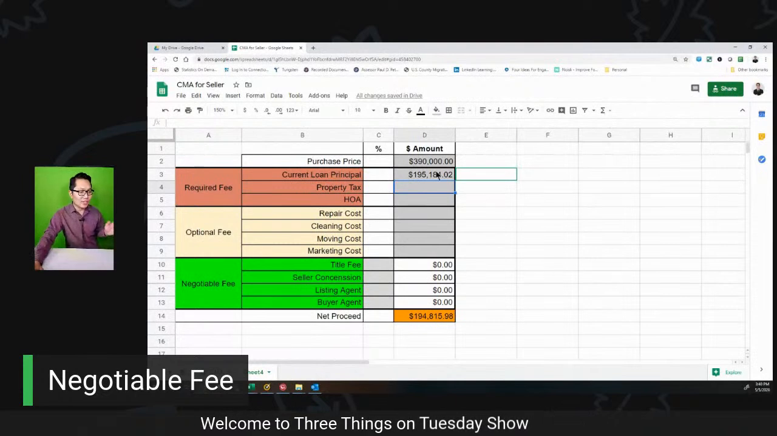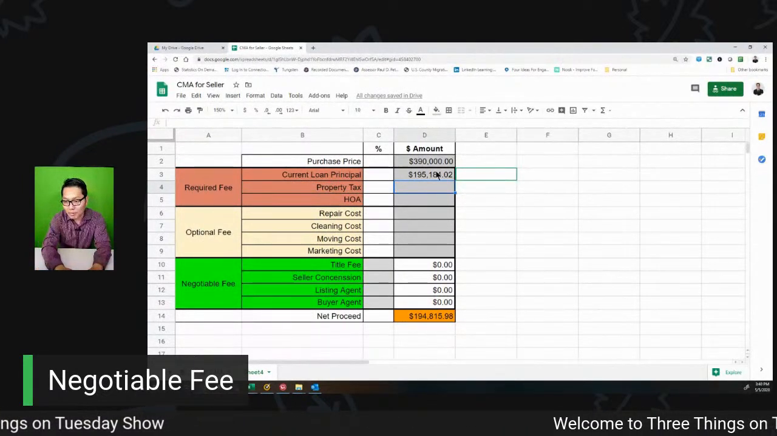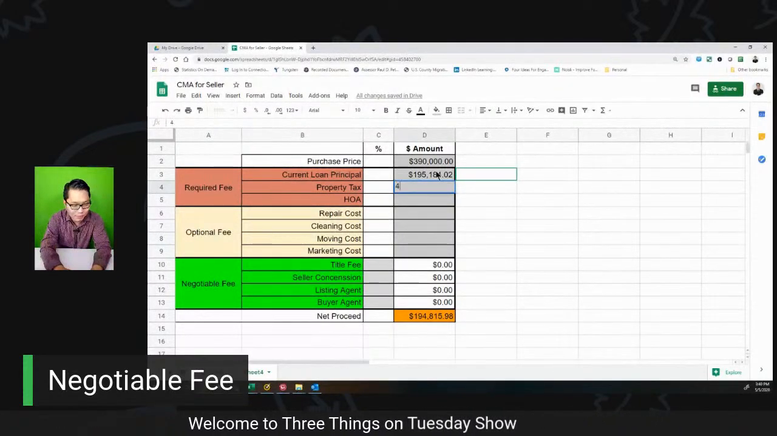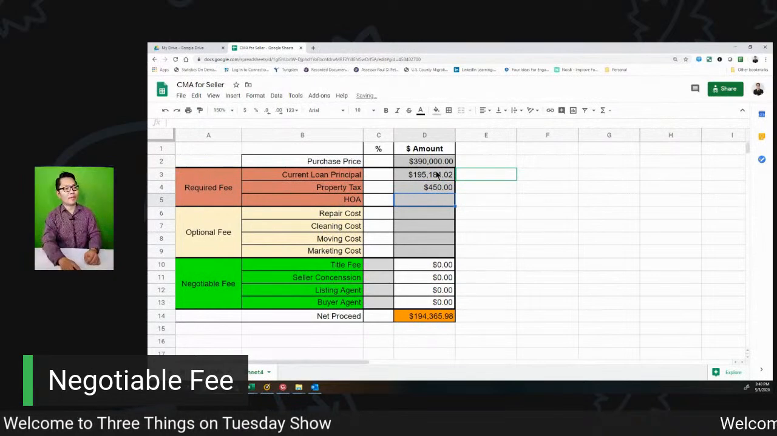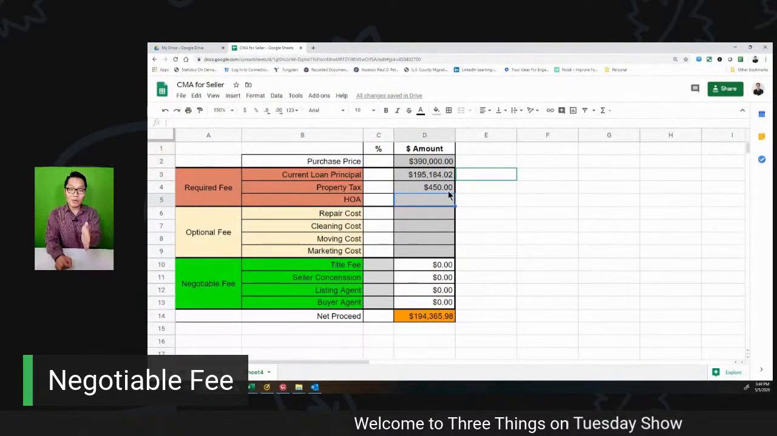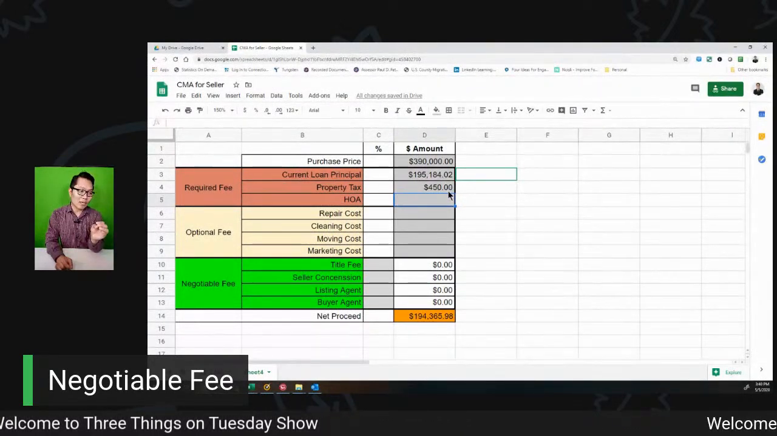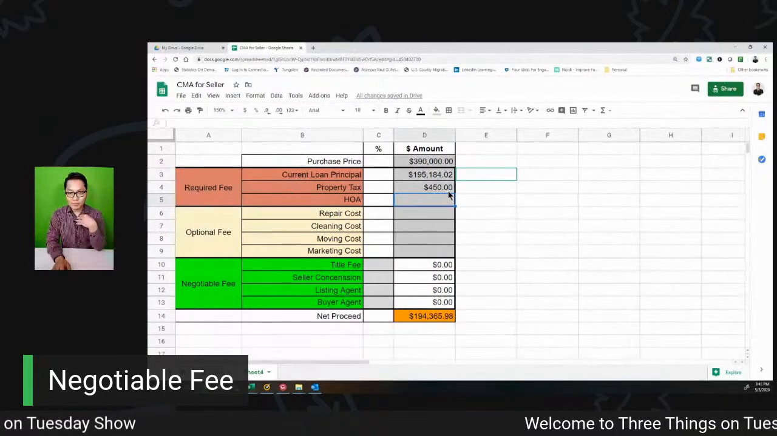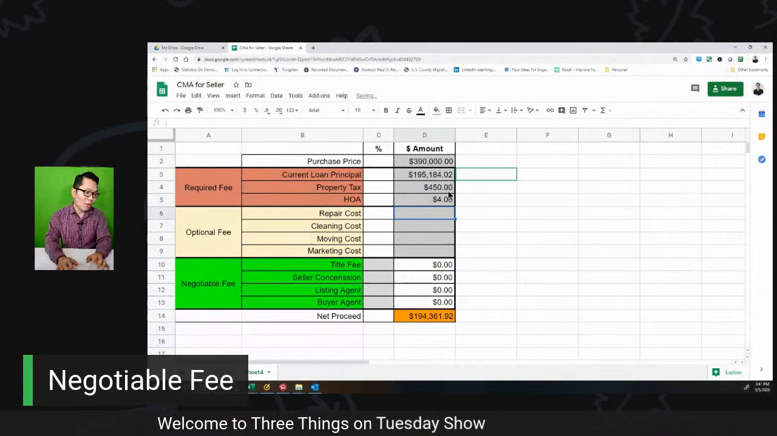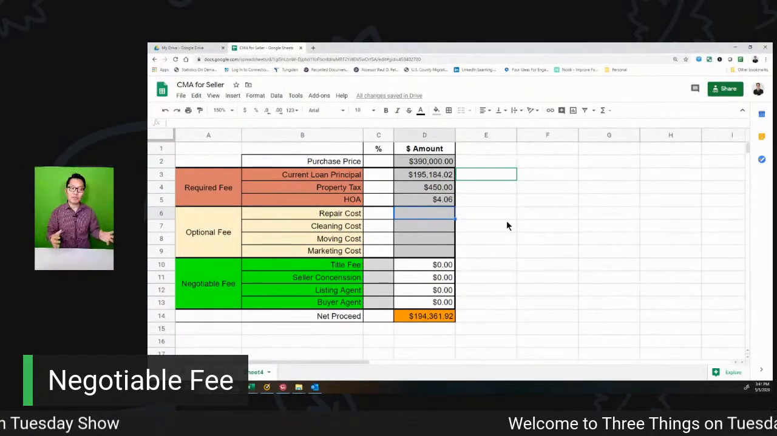The next thing is the property tax. The property tax is about, let's say, $500 or $450. Until the time that they sell the house, they are only responsible for a day or so, so that is about $46. That is the amount that they have to pay.